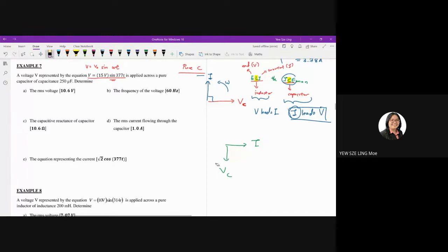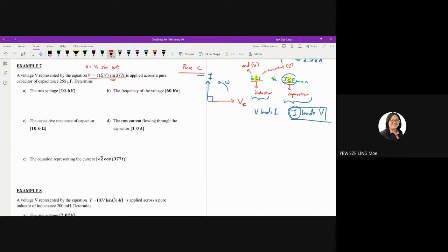So jangan sentiasa ingat yang hijau punya sahaja betul. No, not necessarily. It depends on which one is leading and which one lags behind. So your VC, according to the equations given, should be lying on the X component. I leads V in a pure C circuit. Therefore, my I is pointing upwards. That is the phasor diagram for example 7.